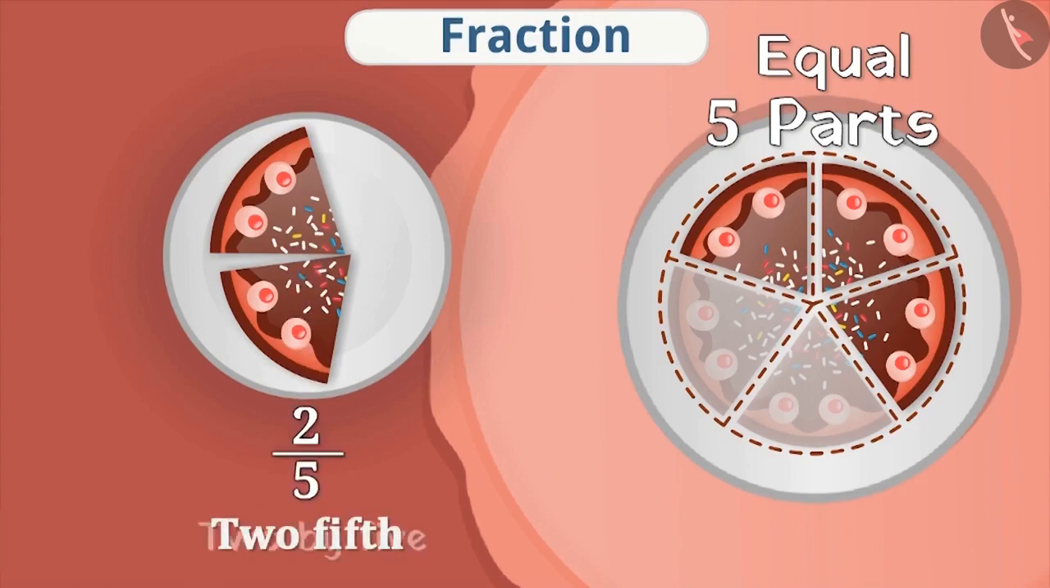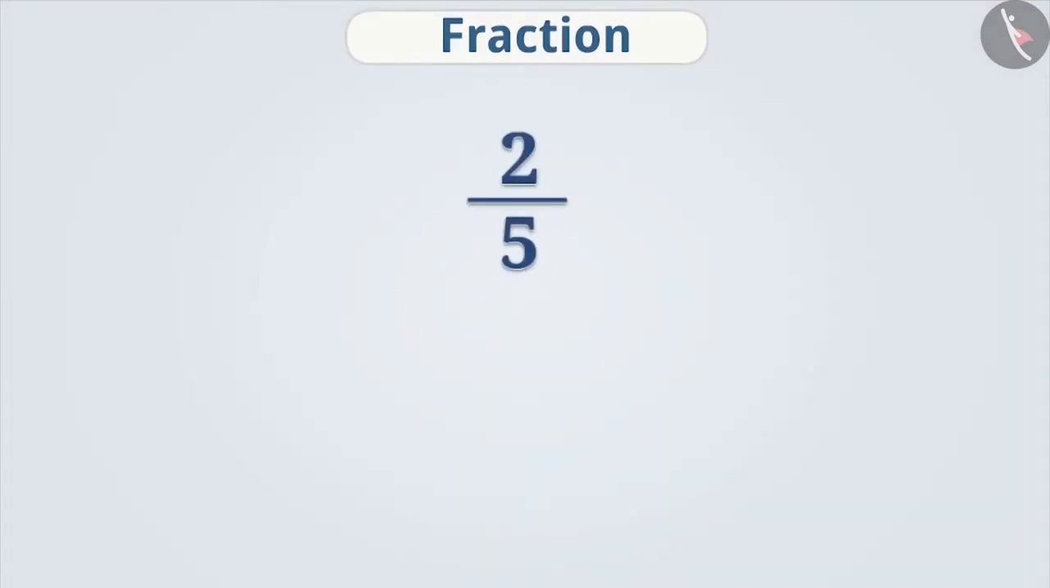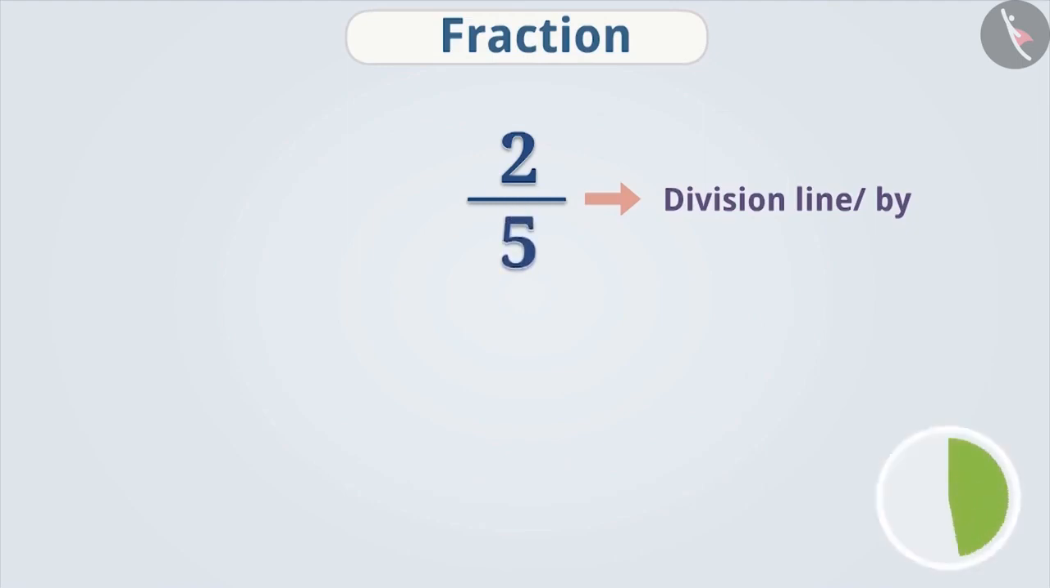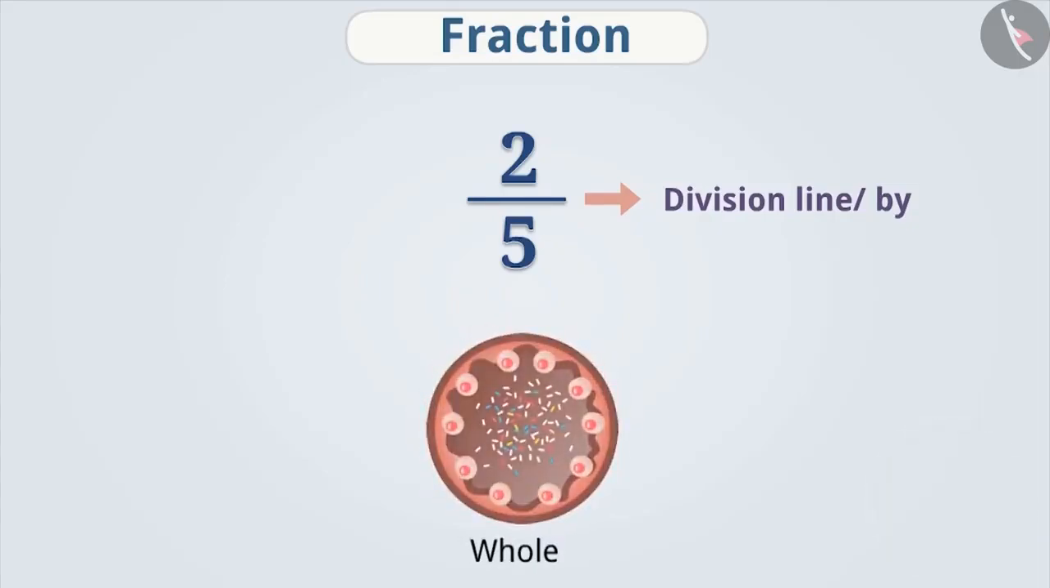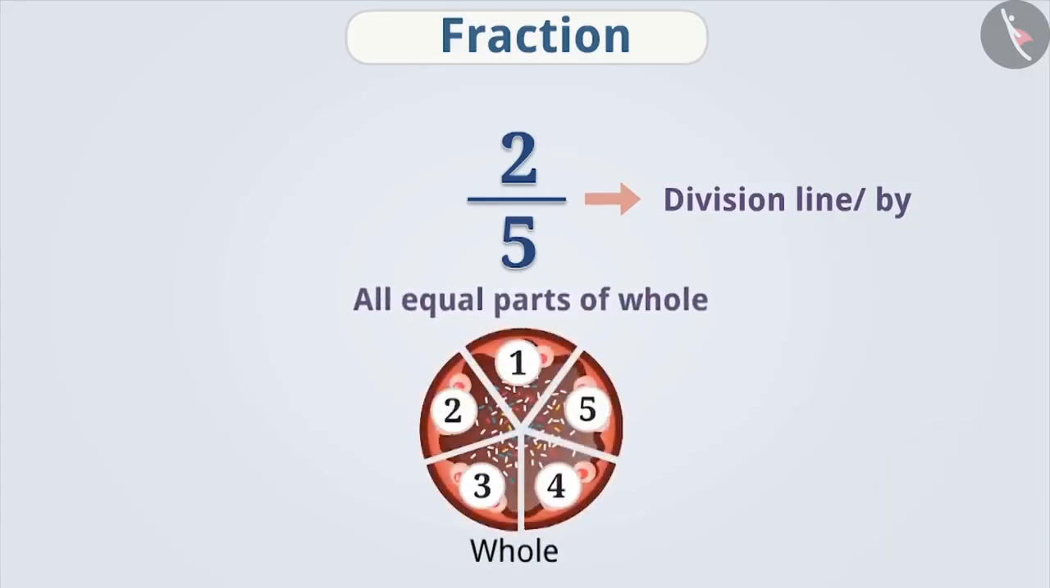When we talk about any fraction, for example, 2/5 here, the line separating two numbers is called the division line or bar. Can you tell what the number written below the division line represents? Think for a while. You've got it right. This represents the number of equal parts the whole is divided into. The number of equal parts to which a whole is divided is called the denominator.